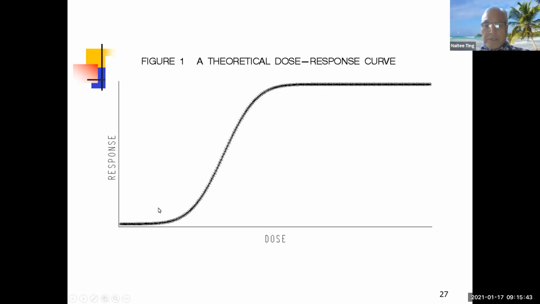Now, this curve where the efficacy could happen could be between 0.0001 milligram and 0.001 milligram. Or it could happen between 0.001 and 0.01 milligram. Or between 0.01 and 0.1. Or between 0.1 and 1. Or between 1 and 10. Or between 10 and 100, or 100 and 1,000.